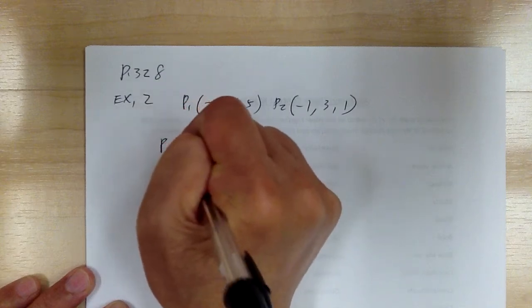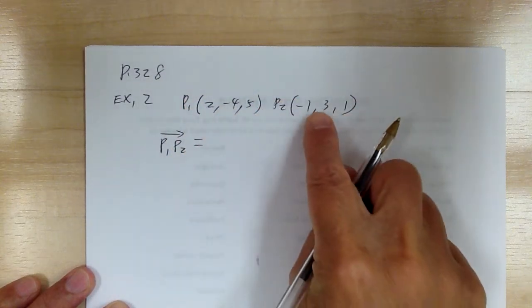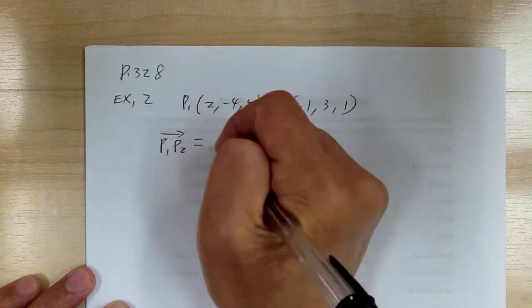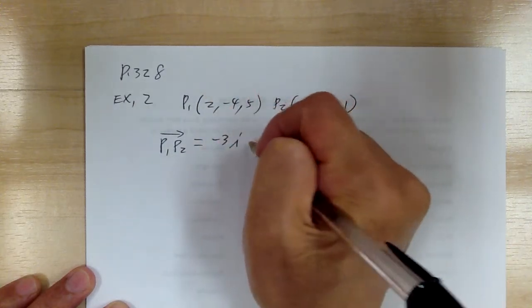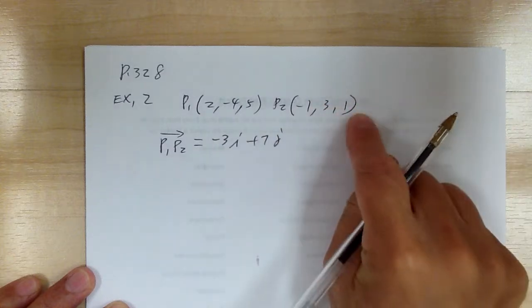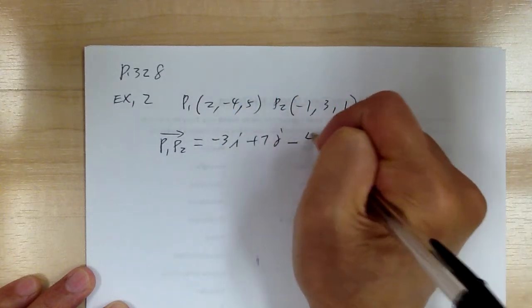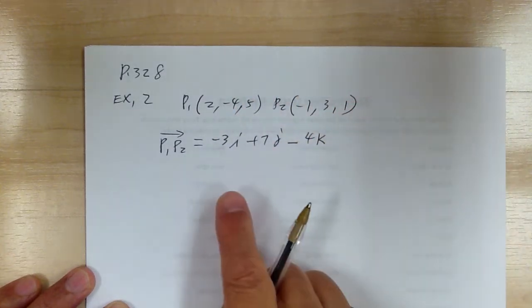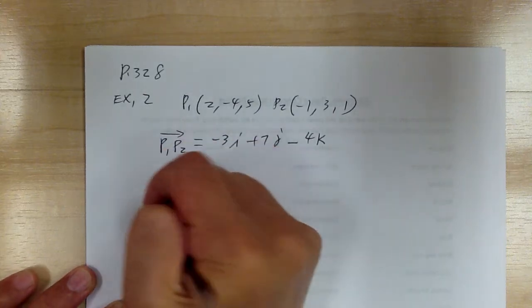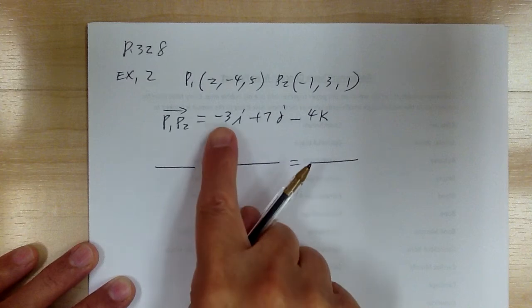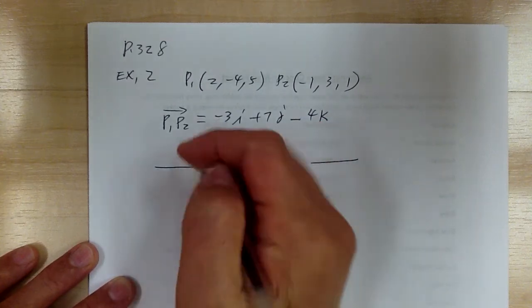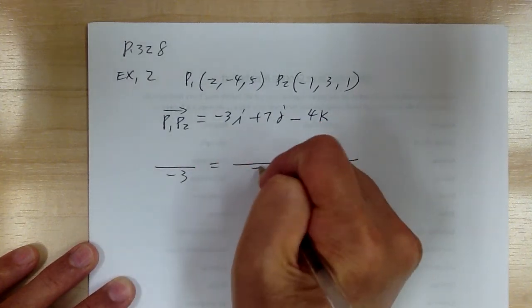So P1 to P2, you have to subtract, right? Negative 1 minus 2 gives you minus 3i. 3 minus negative 4 gives you plus 7j. 1 minus 5 gives you minus 4k. And so from here, again, get your equation ready before you write anything. So you got negative 3, 7, negative 4. This goes on the denominator. Those are your directions.